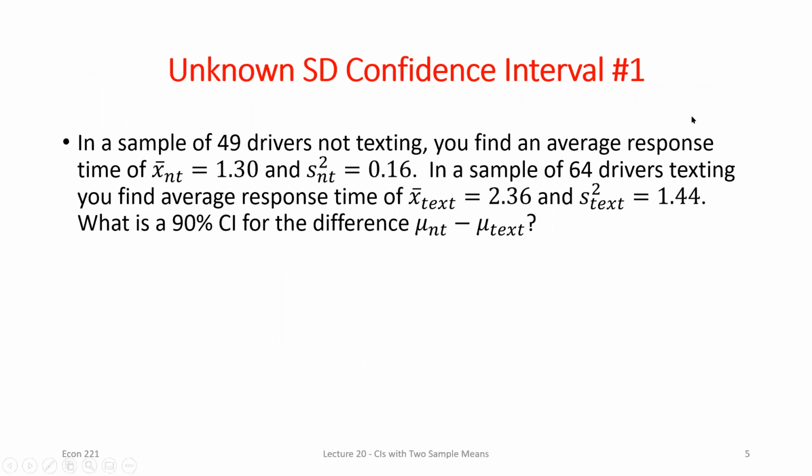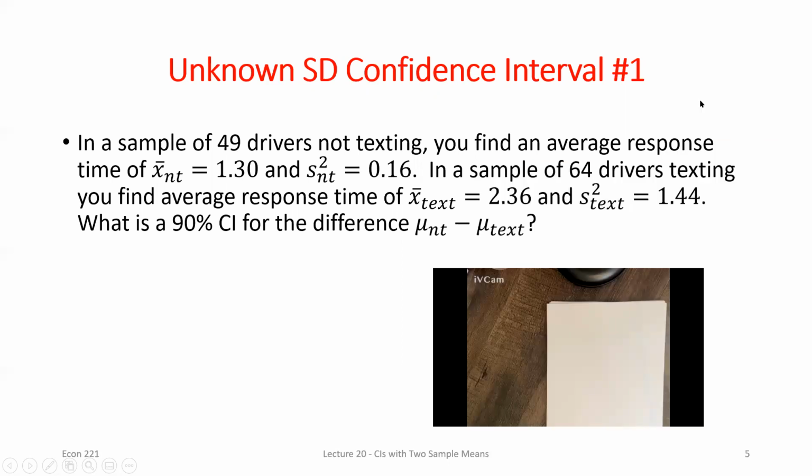So let's assume that we had texters and non-texters, and I want to know, is there a difference in their response time when they're driving? So I take two samples, one of 49, those are my non-texters, and 64 texters, and then I measure their response time, maybe how quickly they brake or something. And then I also have the sample variances. So if I want to build a 90% confidence interval for the true difference between texters and non-texters, let me blow this up here for a second.